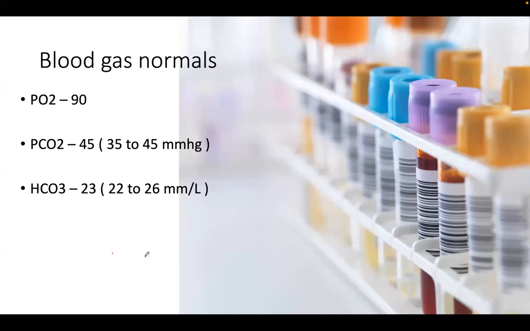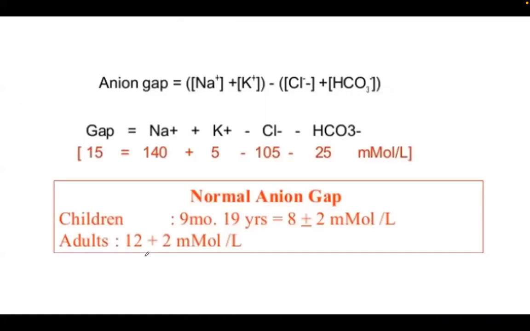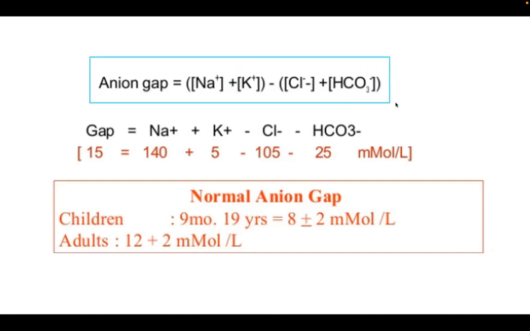Now let's mention the concept of an anion gap. This is the formula that you have to memorize. Yes, you need to memorize the formula for an anion gap. What laboratory values are required to compute the anion gap? You need to know the sodium, the potassium, the chloride, and the bicarbonate.